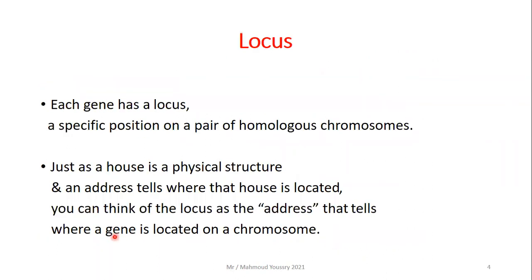Then we come to another term named locus. Each gene has a locus. Locus is a specific position on a pair of homologous chromosomes. Just as a house is a physical structure and the address tells where that house is located, you can think of the locus as the address that tells where a gene is located on a chromosome. So locus is a specific position on a pair of homologous chromosomes. So this is the location of the gene on the homologous chromosomes.